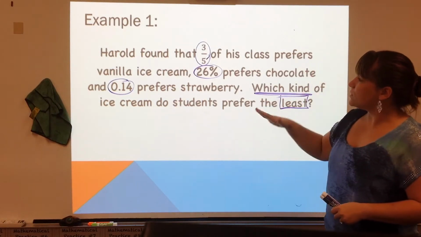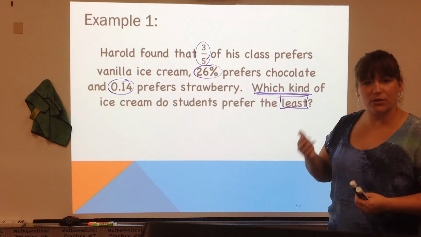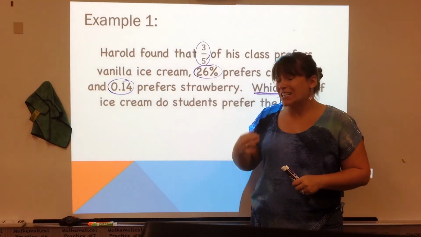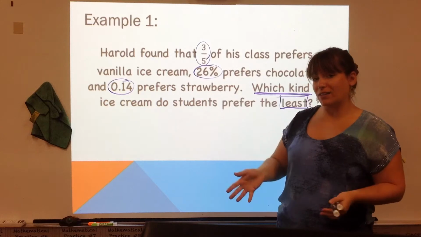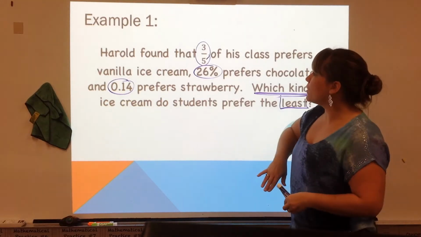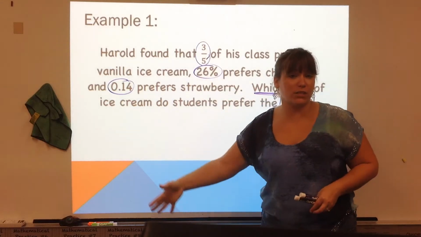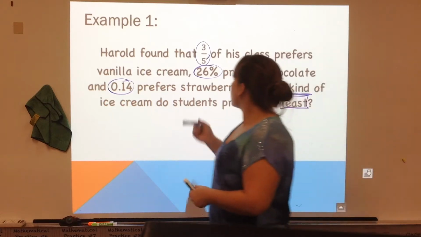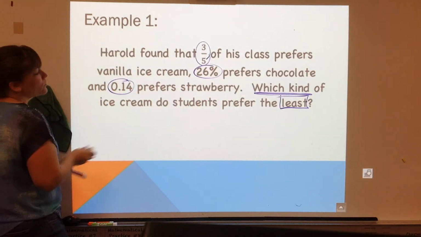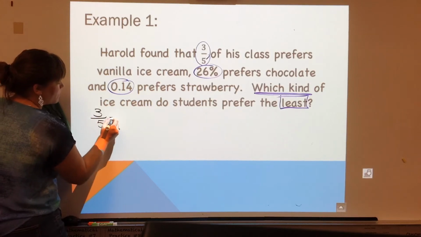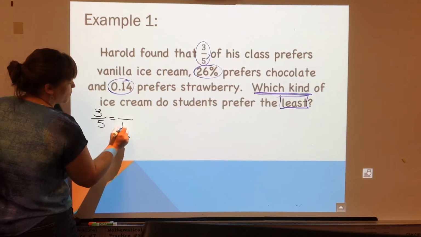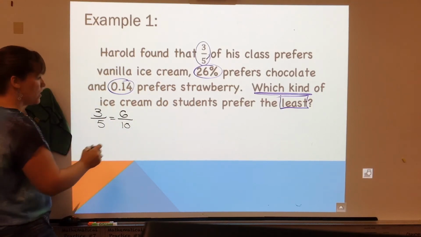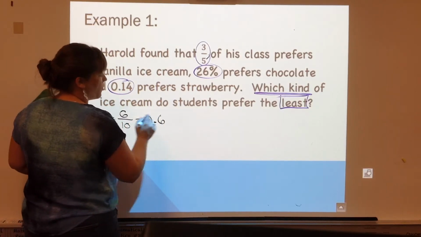So because these are all three different kinds of numbers, we have a fraction, a percent, and a decimal, we have to pick one. It is easier to compare decimals, so that's the way I'm going to show you. But you are perfectly fine to turn all of these into fractions and even turn all of these into percents and compare that way. So 3/5 as a decimal, we have to get the 5 to be a 10. We're going to multiply by 2 to get that. So 2 times 3 is 6. 6/10 is the decimal, 0.6.